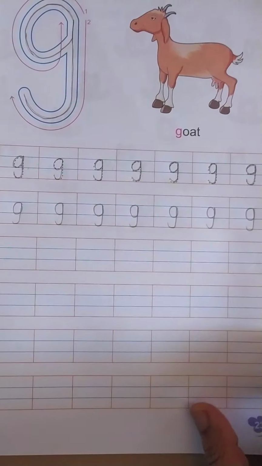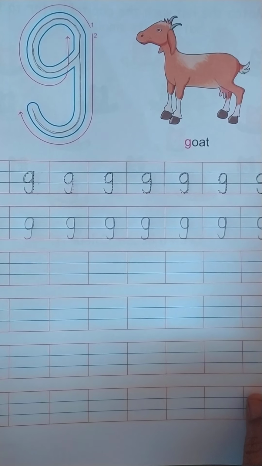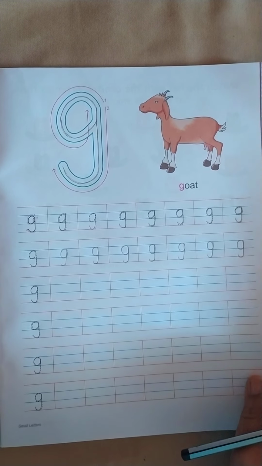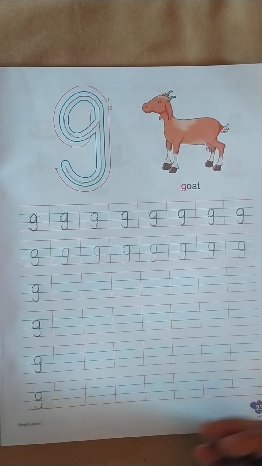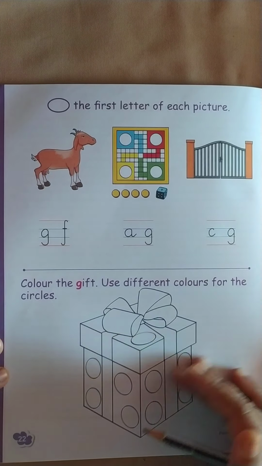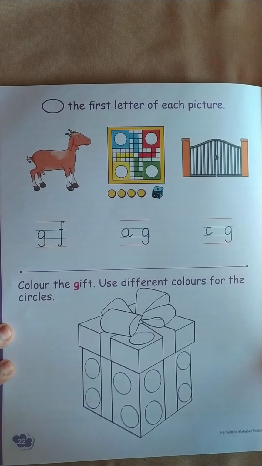G. So this is how, children, you need to complete your writing. So complete the full page. Now on the next page, opposite page, we have an activity. So what does the activity say?